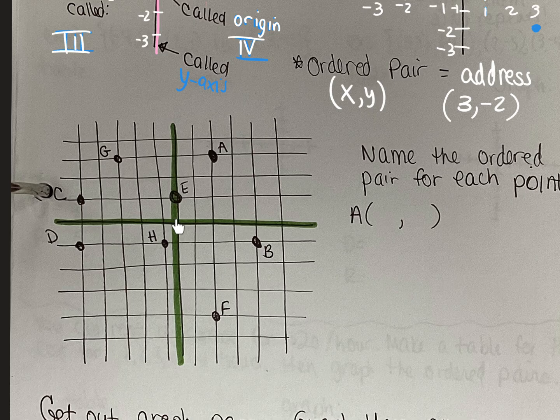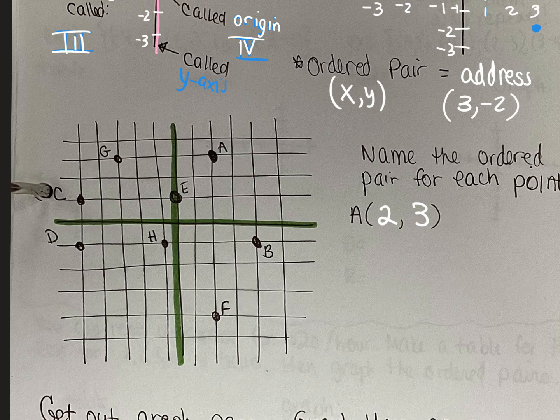Okay, so I start at the origin, and am I gonna go left? No, I'm gonna go right, because here's A. So I'm gonna go right to 2. That's my first number. Right to 2. Now, I have to go up or down. Well, I'm gonna go up. 1, 2, 3. So A's ordered pair is A, the letter A, then parentheses, 2, 3, parentheses.